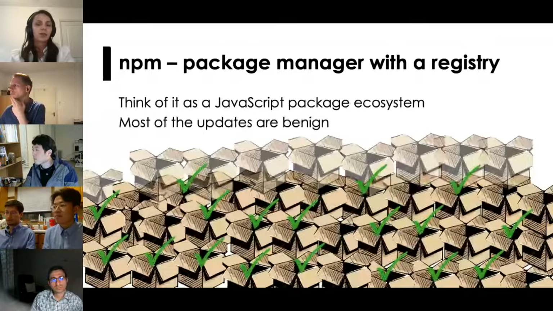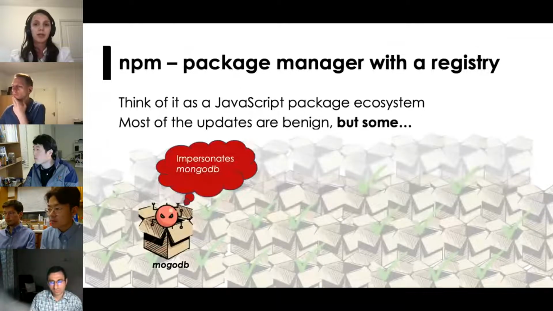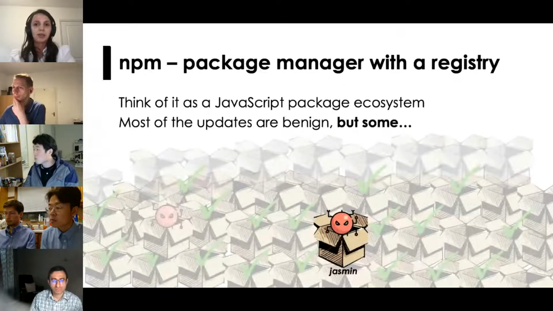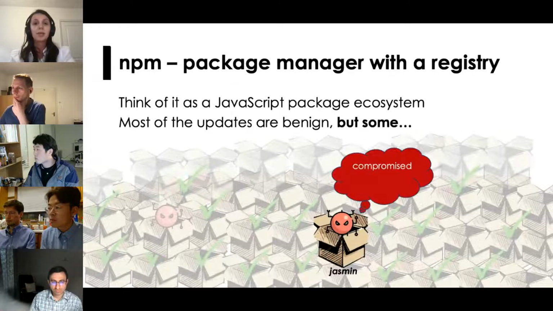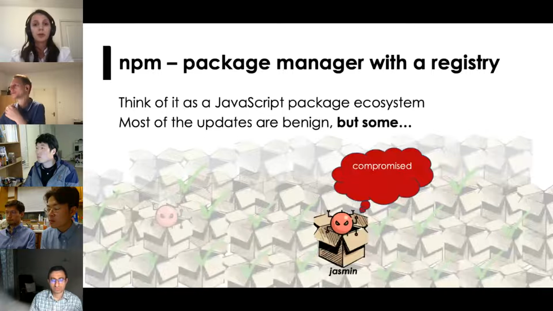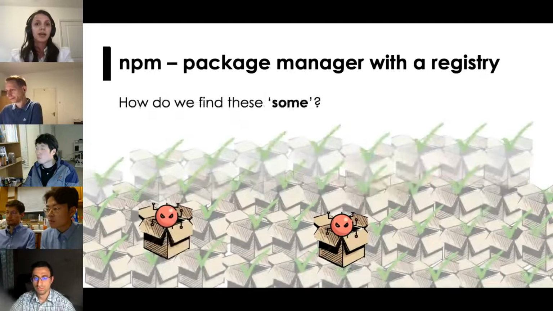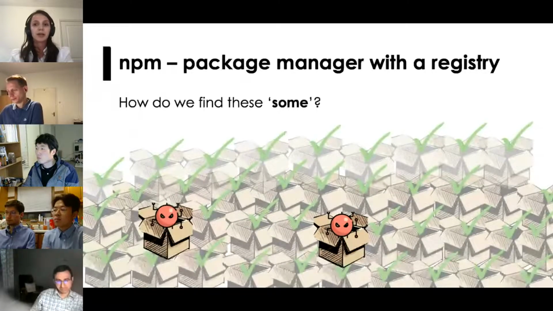Some, not so much so. Like, for instance, this package, MongoDB, which tried to impersonate MongoDB, which is a very popular package in NPM, and tried to steal users' information. Other packages behave like Jasmine, which became compromised, meaning an attacker took over the code, published malicious code to also steal users' information.